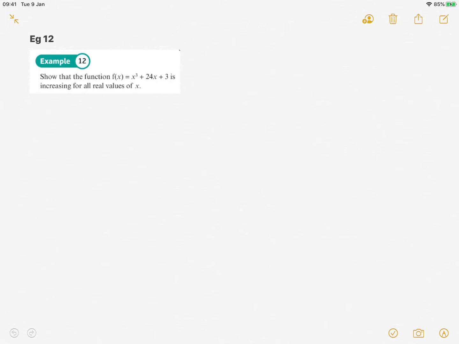Hiya, I'm just going to explain example 12 and 13 from chapter 6.7 to try and go into a bit more depth than the book does. So it says, show that a function f(x) is increasing for all real values of x.